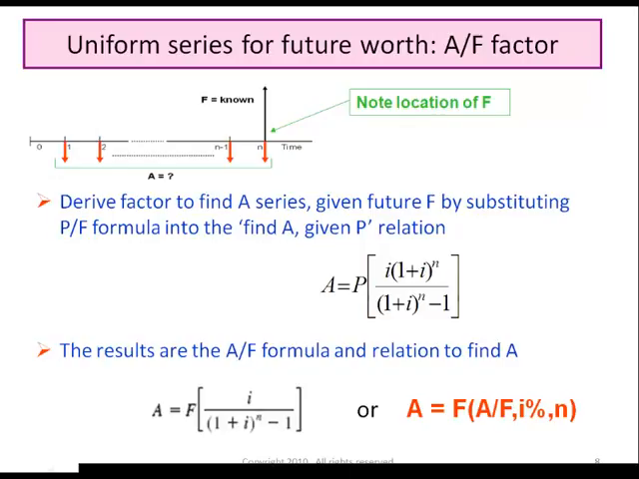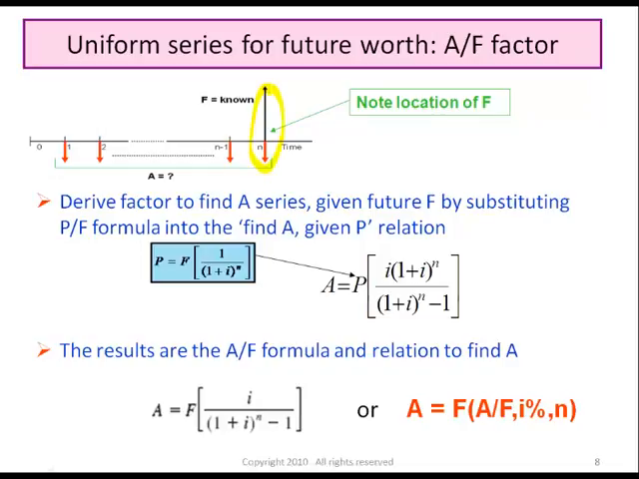One way to derive the AF factor is to take the formula for A that we have just derived using the AP factor and substitute the PF factor for P. Then simplify. The result is the factor in brackets at the bottom of this slide. It calculates the A needed to accumulate the amount F in year N. Note that the last A amount occurs at exactly the same time as F.